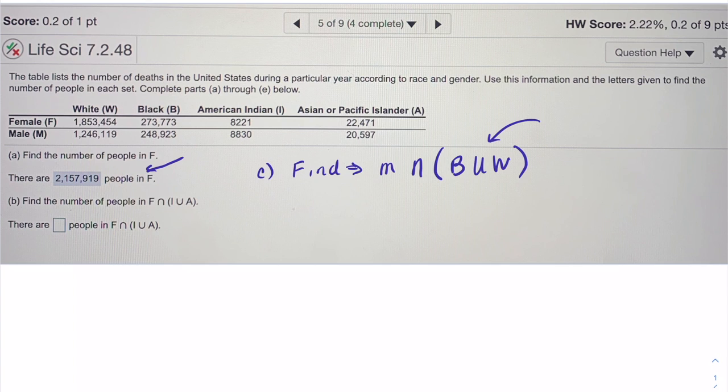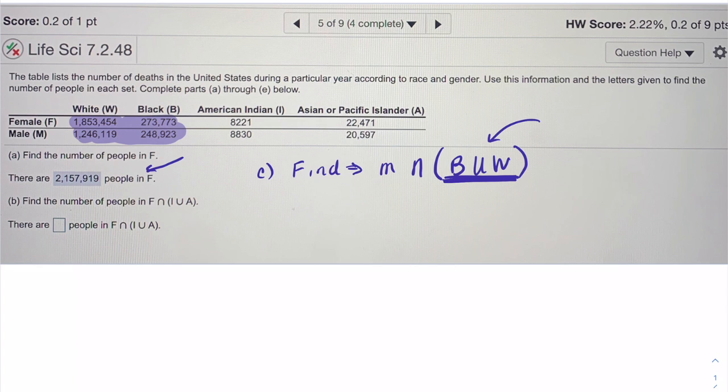I want to add these groups. I want to take these groups as a whole. So if I take all the whites and union with all the blacks, that's this group of people, because that's all of the whites and all of the blacks. Okay, so that's what this is. But let's not add those up yet. Let's see if we can make this problem a little simpler.